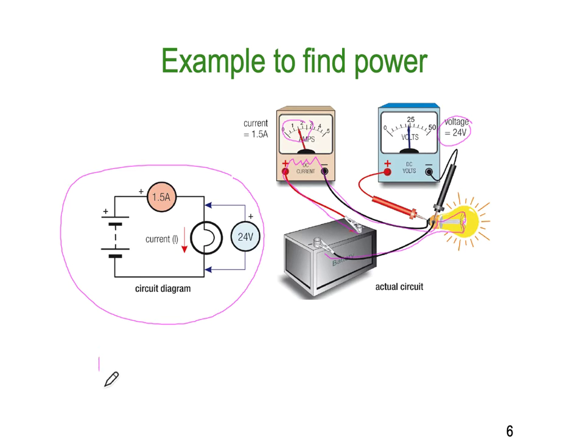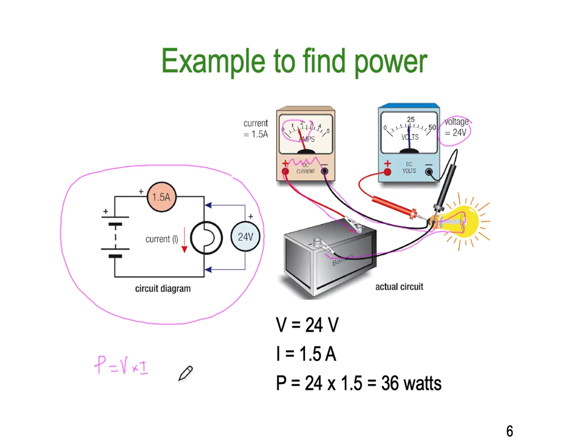And of course, we know that power equals V multiplied by I. So here we have a voltage of 24 volts, a current of 1.5 amps, and if we do the multiplication, 24 multiplied by 1.5 tells us that the lamp is emitting 24 watts, 24 watts of work is being done.